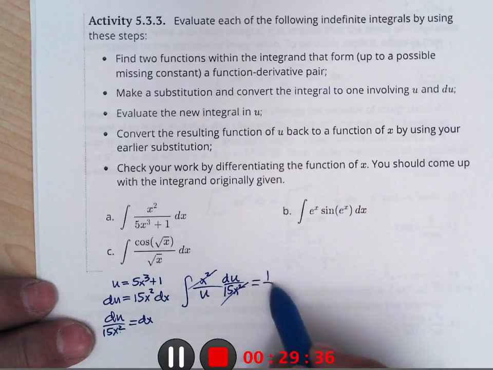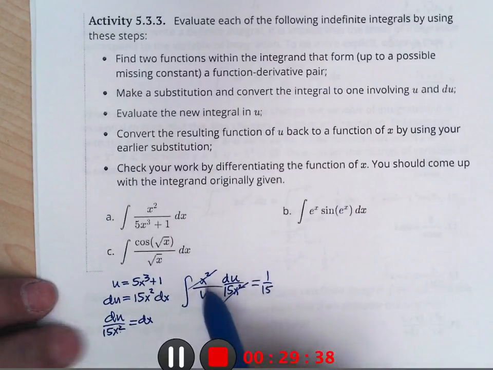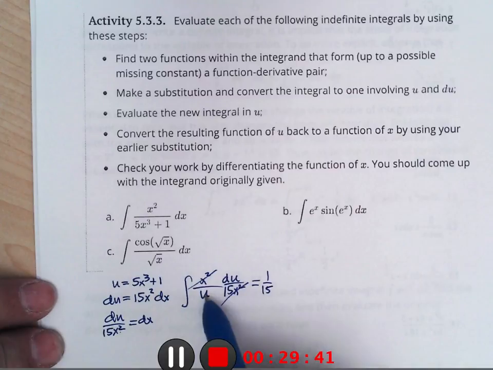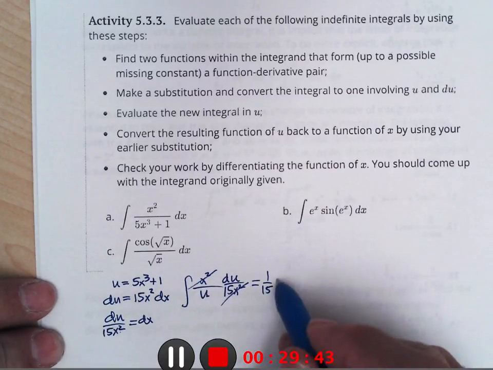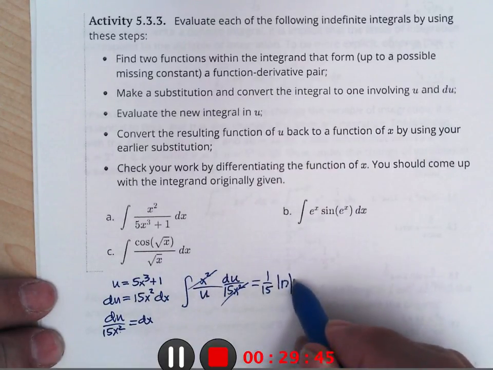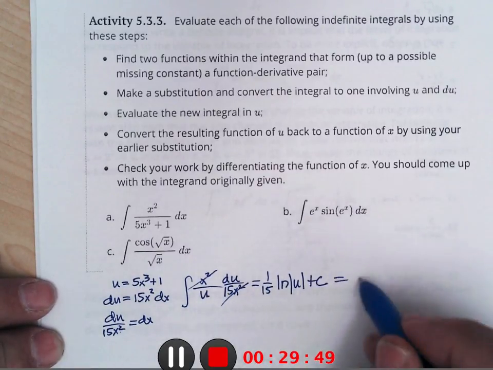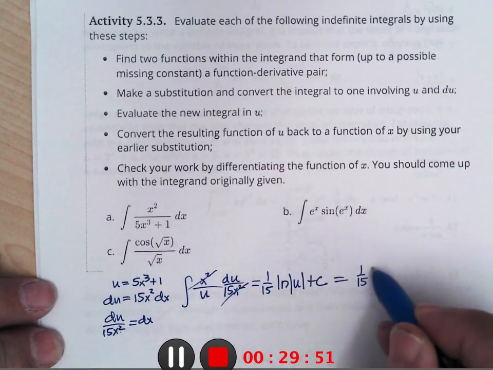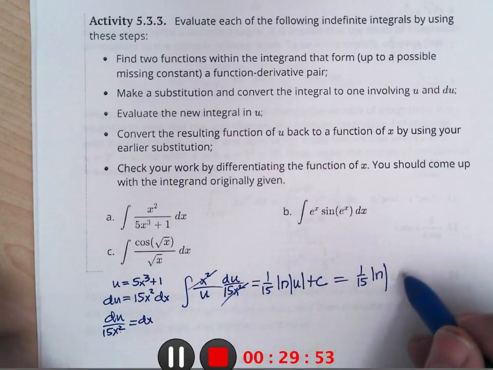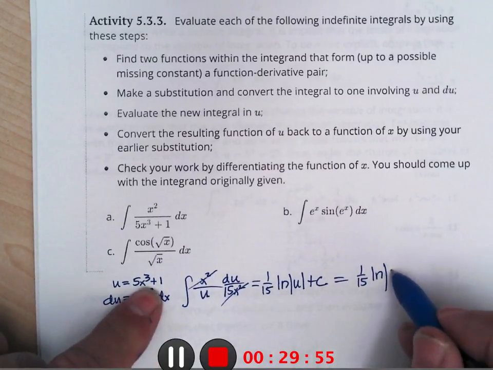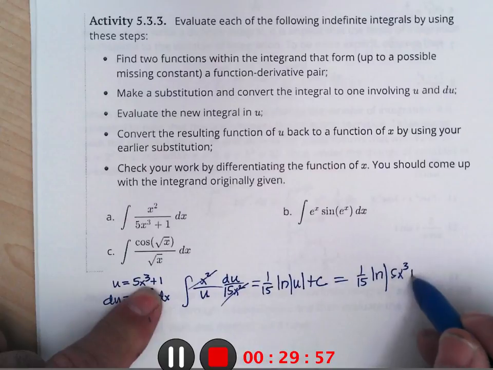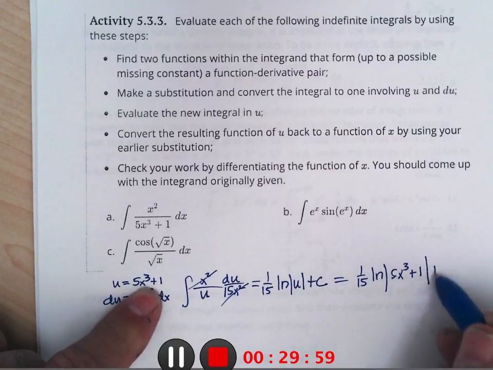1/15. The antiderivative of 1 over u is ln, absolute value u. So this becomes 1/15 ln, absolute value of 5x to the third plus 1, plus c.